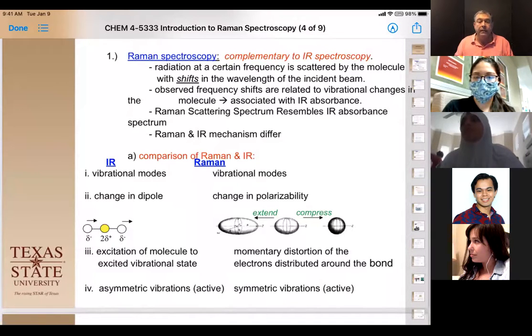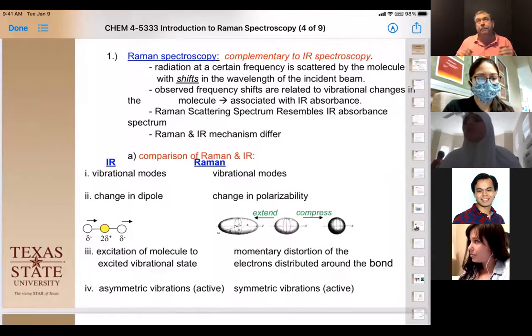All we've done is change the momentary distribution of the electrons around the outside of the system, elongating those electrons, going back to our neutral state and compressing our electrons. So in this case, we haven't changed the dipole and we don't see it in IR, but we do see it in Raman. So that's one of the interesting things about Raman spectroscopy.